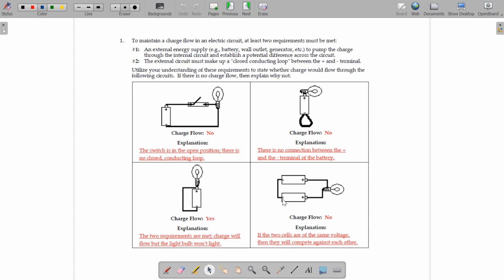And of course, the answer to this one is no, because if you notice, this end is touching the negative end, and that end is also touching the negative end. So there's not going to be a closed conducting loop. Now, if we were to take this battery up here at the top and flip it, that would create a closed conducting loop between the positive and the negative end. But for now, there will be no charge flow.